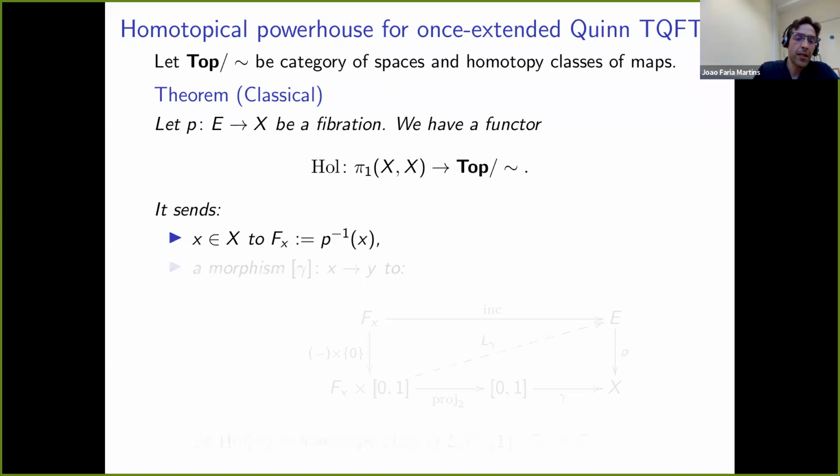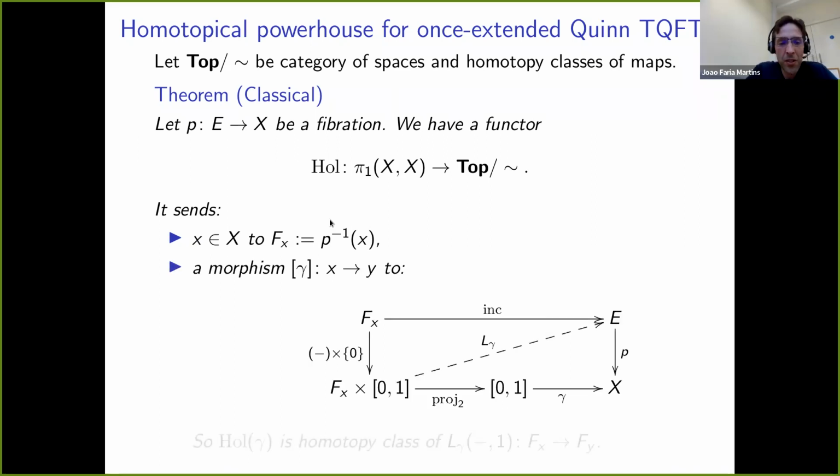And what does it do? It sends every point of the base to the fiber. And it's a bit trickier to define the functor on morphisms, i.e. paths. Let me say it's obtained by applying the homotopy lifting property to the path gamma and just looking at some obvious commutative diagram. Okay, and I call it holonomy because if you have a fiber bundle, this can be realized by putting a connection on the fiber bundle, and you get a version of this holonomy.